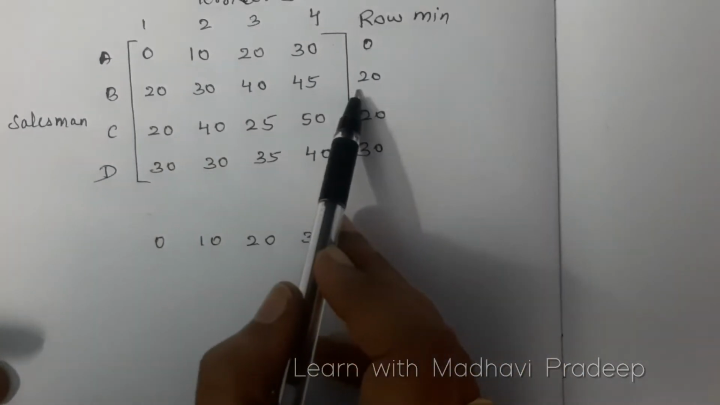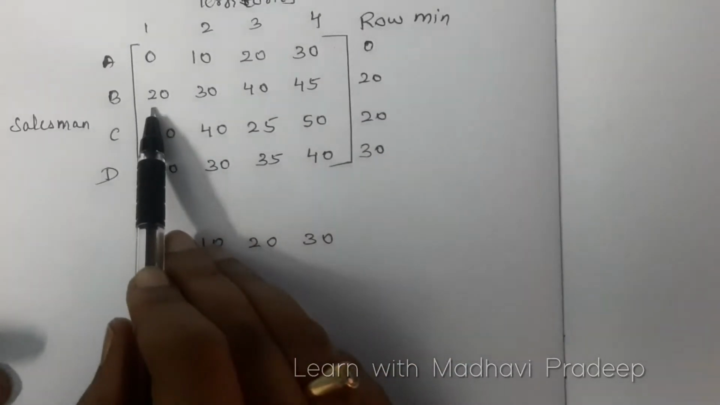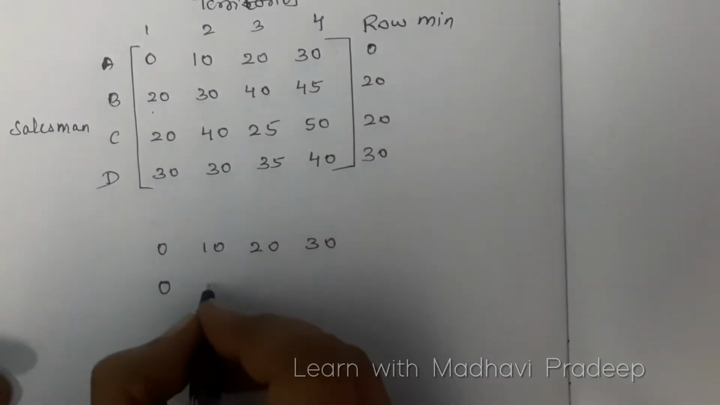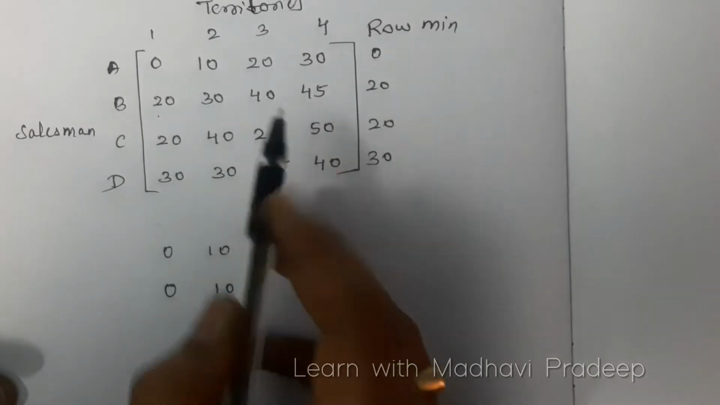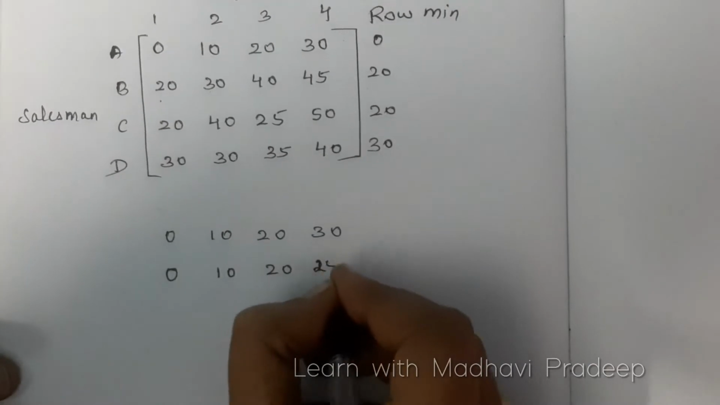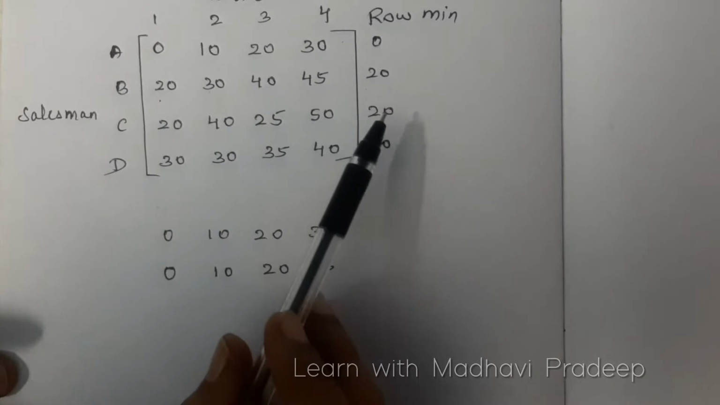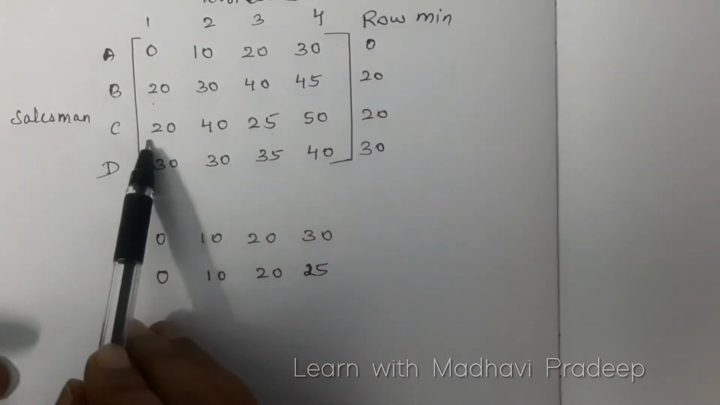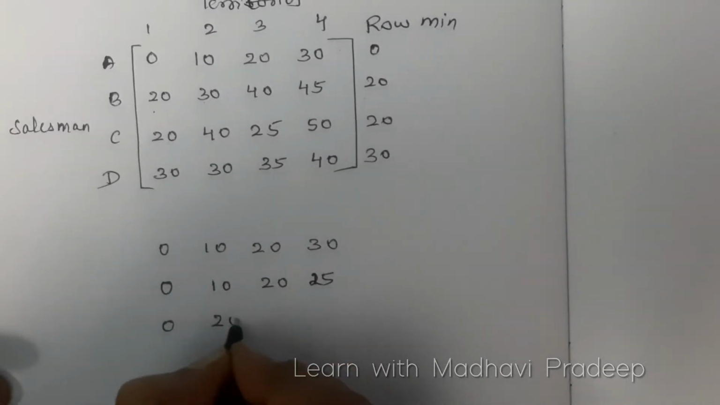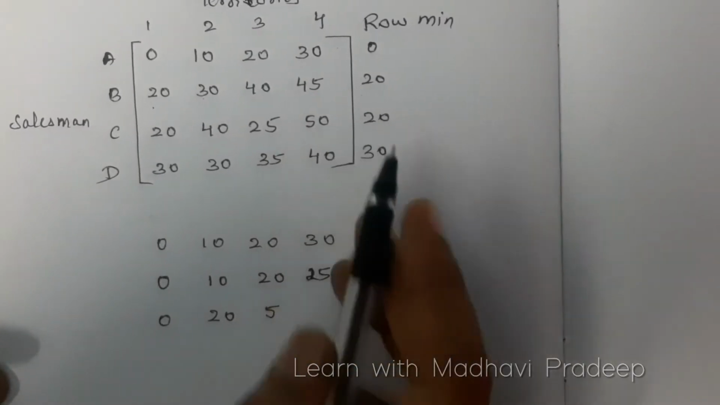In the next row, you see the minimum value is 20. So subtract this 20 from the second row values. That is 20 minus 20, we get 0. Next 30 minus 20, 10. And 40 minus 20, 20. So 45 minus 20, 25. Next, in the third row, the minimum value is 20. Now subtract this value from the third row values. 20 minus 20, 0. 40 minus 20, 20. 25 minus 20, 5. 50 minus 20, 30.